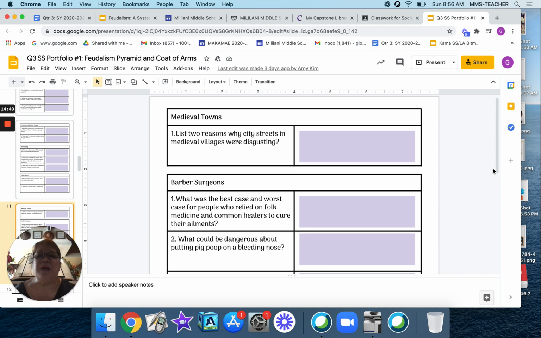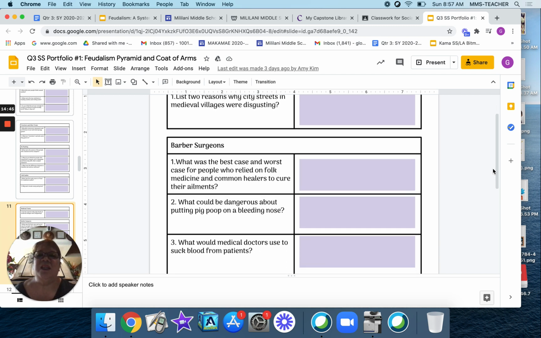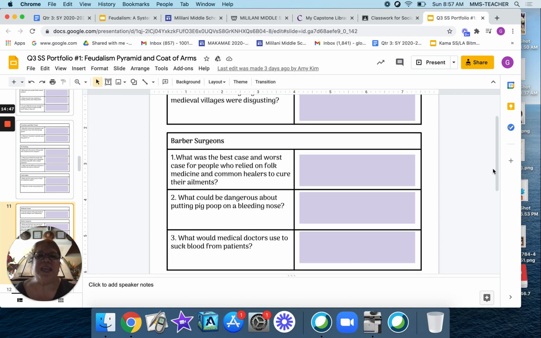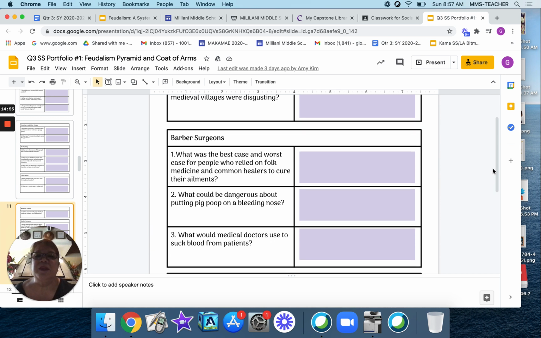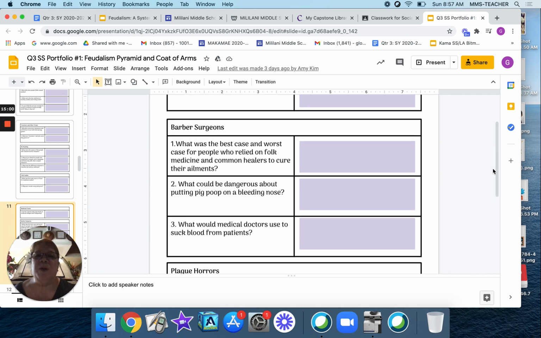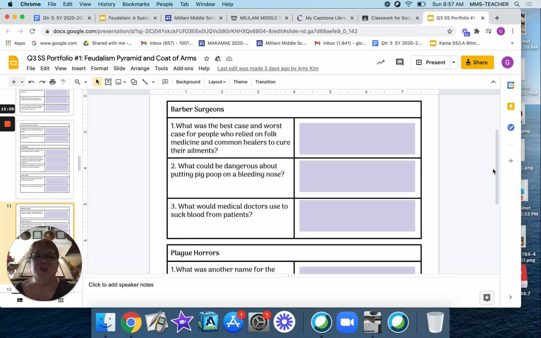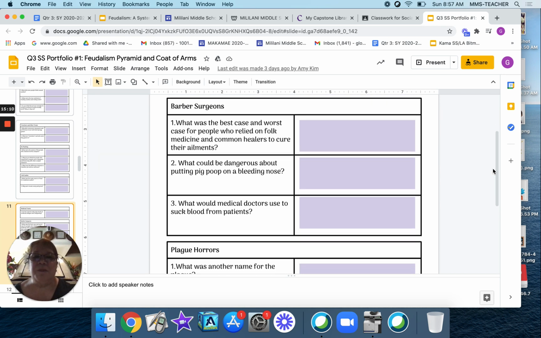Okay, the next subtopic, barber surgeons. Number 1, what was the best case and worst case for people who relied on folk medicine and common healers to cure their ailments? Number 2, what could be dangerous about putting pig poop on a bleeding nose? Number 3. What would medical doctors use to suck blood from patients?